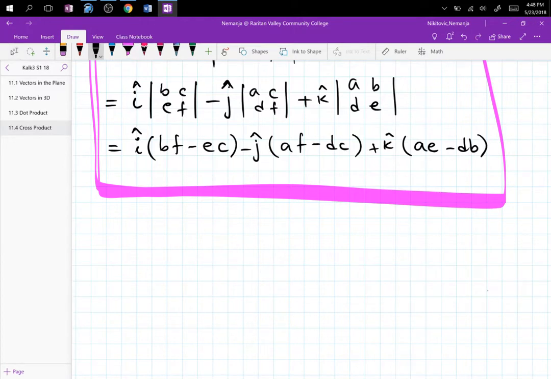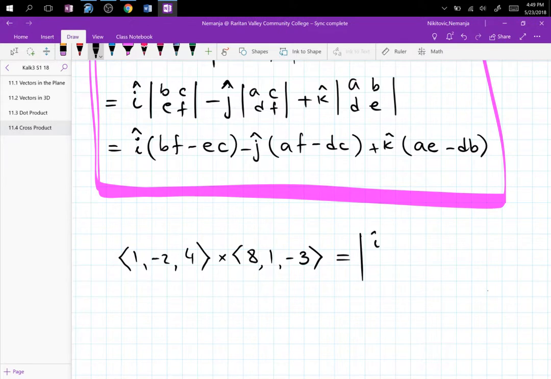So let's cross (1, -2, 4) with (8, 1, -3). The setup is: IJK, then 1, -2, 4, then 8, 1, -3.